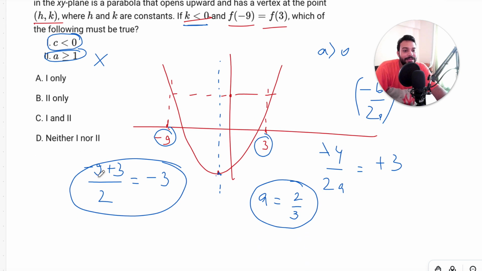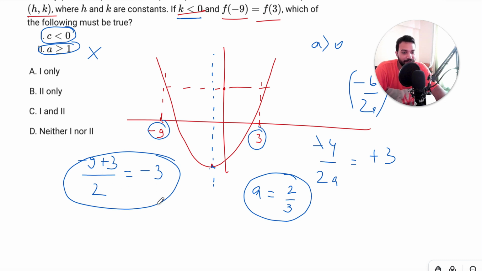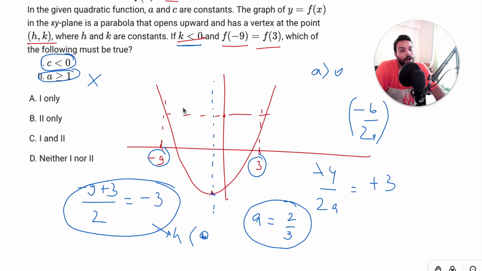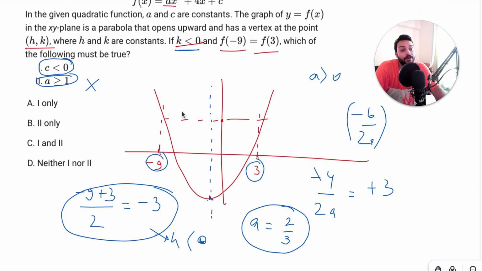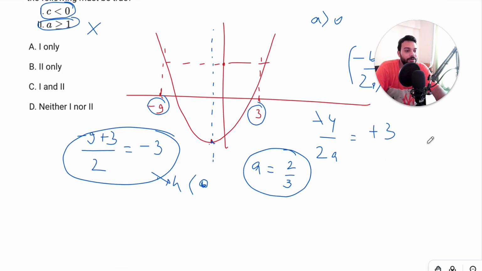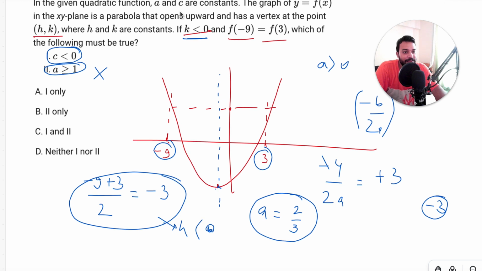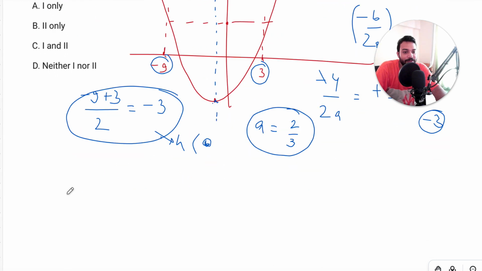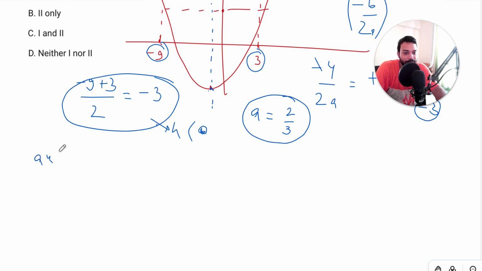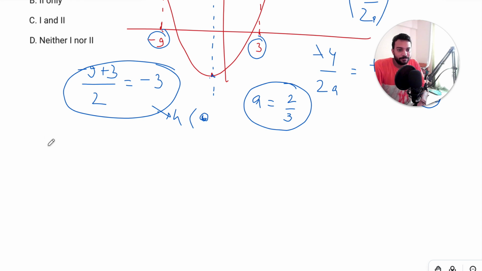Now we know that h is also less than 0, and k is also less than 0. H is less than 0, we figured out from here. K is less than 0 was given already. For c, what do we need to do? We'll look at the y coordinate of the vertex. The x coordinate was negative 3. We'll put that in the given equation, ax squared plus 4x plus c, and this is equal to, what will be the y coordinate of the vertex?